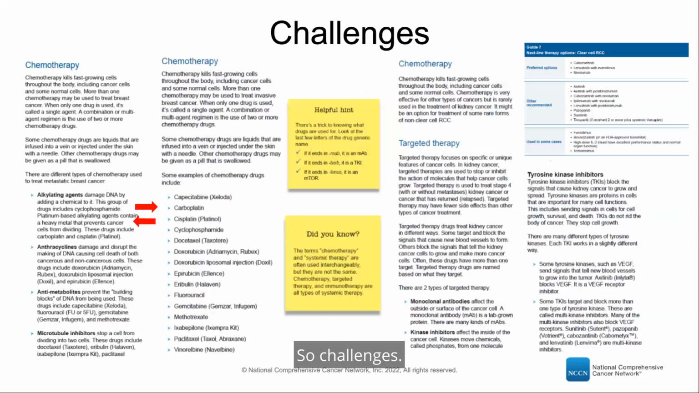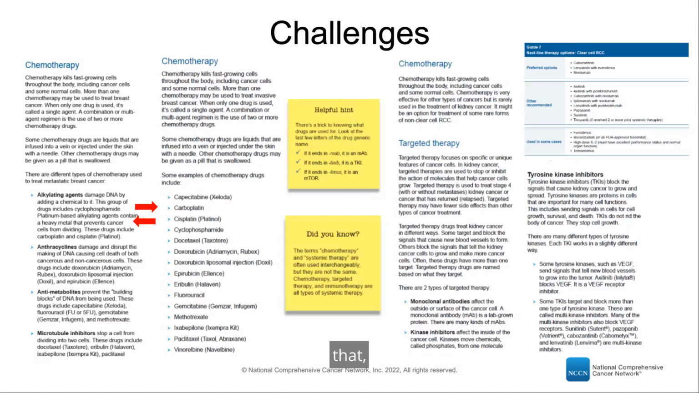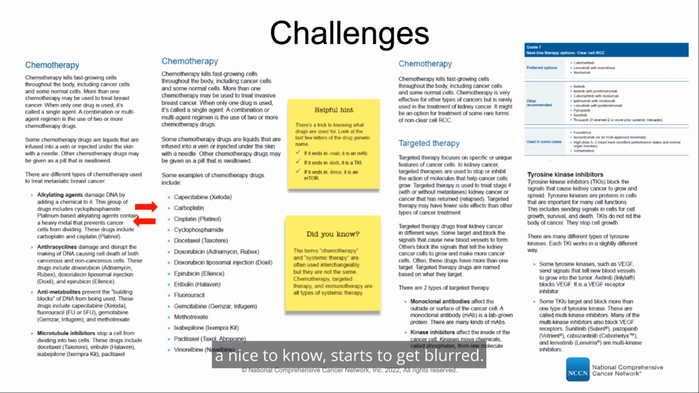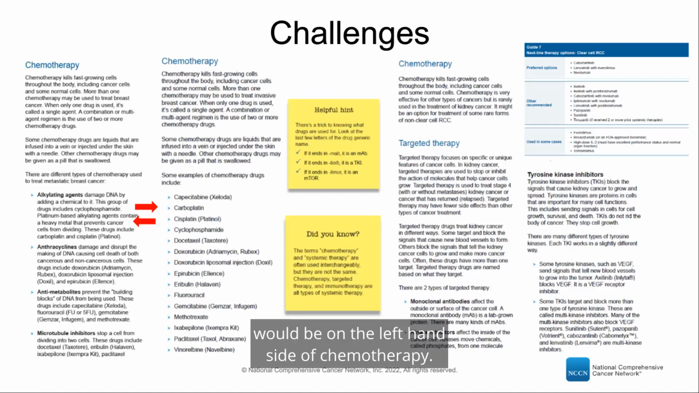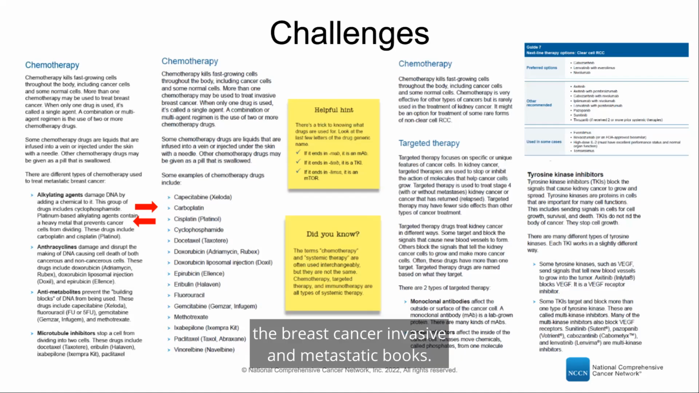So challenges, this is a big challenge, this idea of precision medicine and treatment designed just for you. Cancer treatment is becoming so individualized that the struggle between need to know versus nice to know starts to get blurred. And the example would be on the left-hand side of chemotherapy. So these are chemotherapies in the breast cancer invasive and metastatic books.